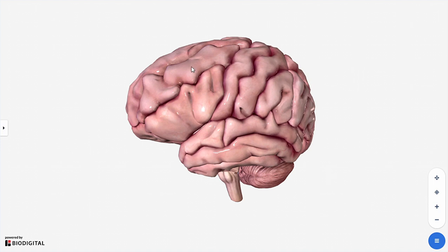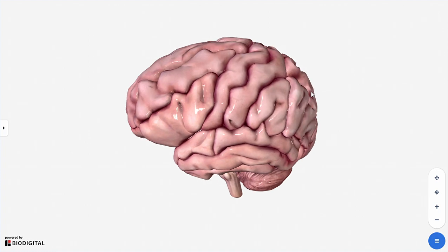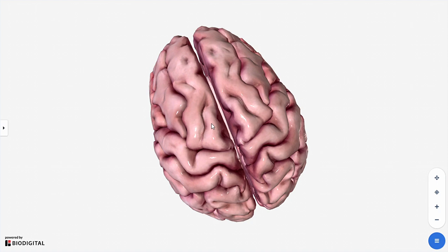Now the largest part of the brain is called the cerebrum. It's divided into two hemispheres, left and right, called the cerebral hemispheres, which are joined by the corpus callosum.